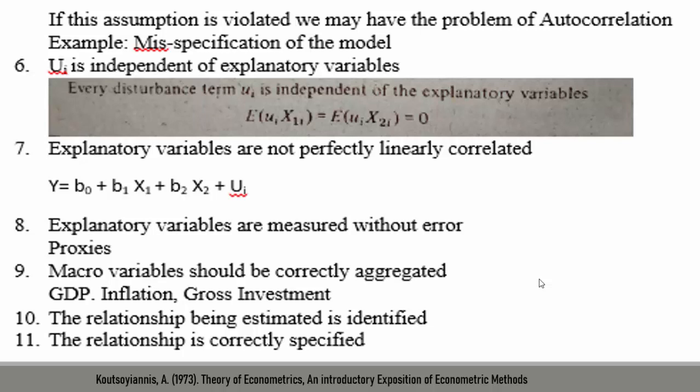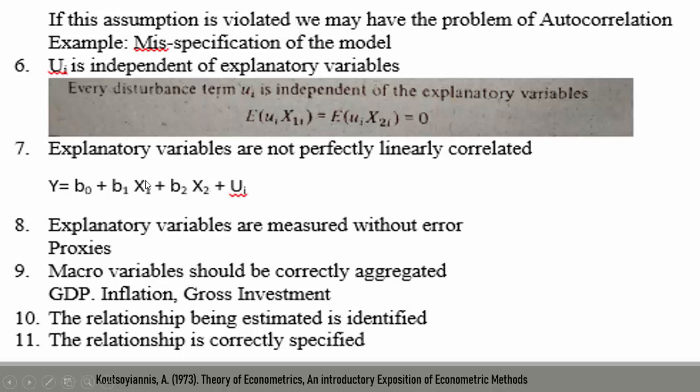Similarly, dear students, assumption number 6 of the multiple regression model is that UI is independent of the explanatory variables. For example, we take this case, this UI is independent of x1 and x2. And assumption number 7, also a very important assumption, is that the explanatory variables are not perfectly linearly correlated. In this case, we have two explanatory variables, x1 and x2. This assumption number 7 says that x1 and x2 are independent.